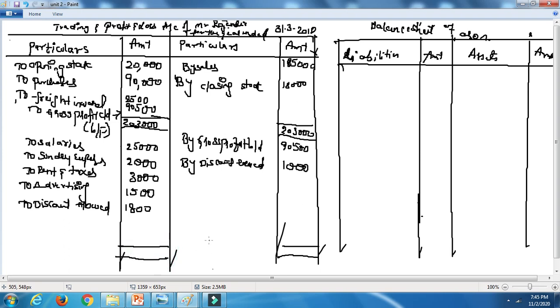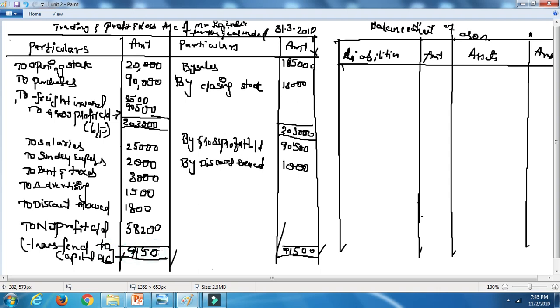The total is 91,500. So if you subtract 25,000, 3,000, 2,000, 1,500 and 1,800, you will get 58,200. So this is nothing but it will be named as the profit and loss. Office related profit is called net profit. You are going to write down in a bracket, transfer to capital account. That means you need to transfer it to the balance sheet. So total it up. So the profit we got is 58,200.